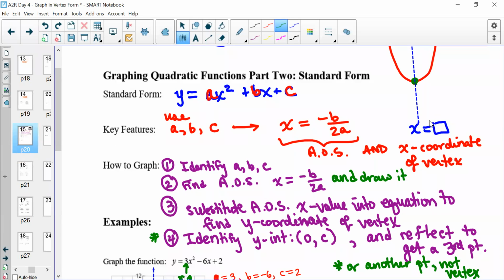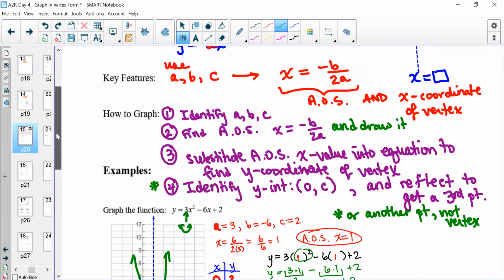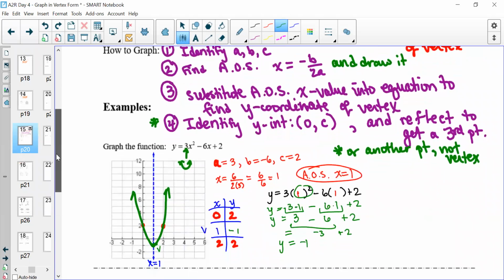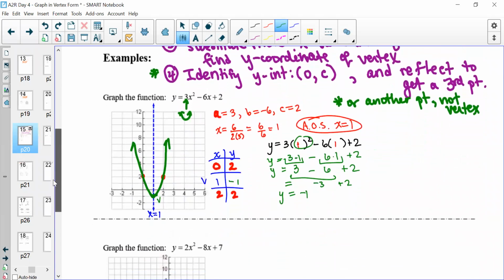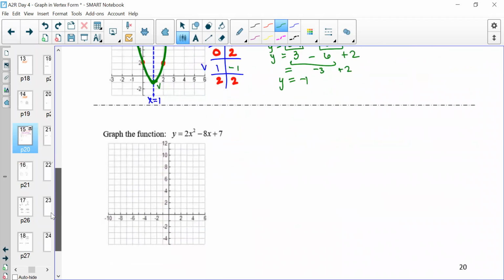Okay, so there was just a video about using standard form, using ABC to identify A, B, and C, find the axis of symmetry, and then put that in for the X value to come up with the Y coordinate of the vertex. So we did example one, and that's what it looked like. So let's look at example two.